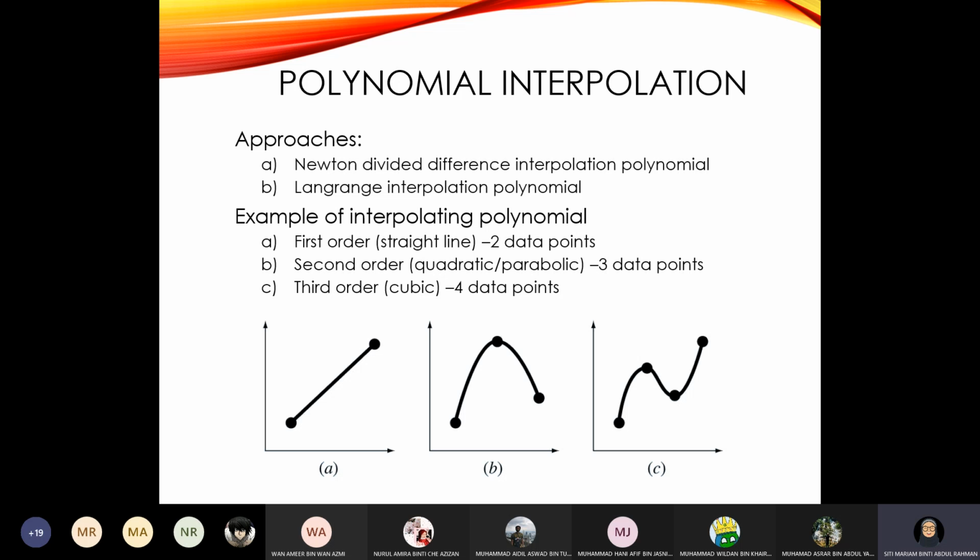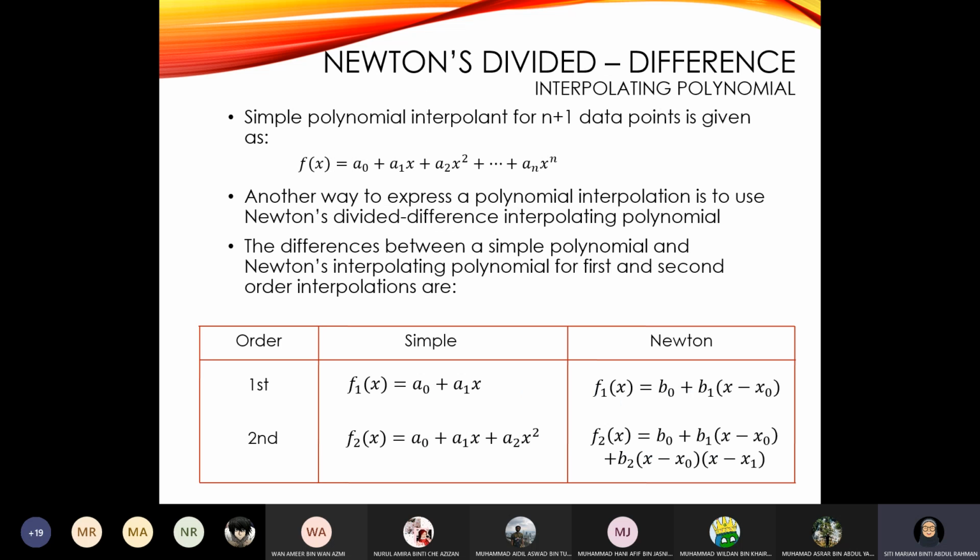Kalau you observe the data set and dia nampak macam quadratic ke parabolic, what we can do, instead we can increase the order. So kita boleh guna second order. So kalau second order, you need 3 points. And if you have more data point, boleh go up until third order ataupun lebih lah. So it depends on the data set that you have. So berapa banyak data yang kita ada, and then the behavior of the data itself. So kalau linear dah cukup, kita boleh guna linear saja.